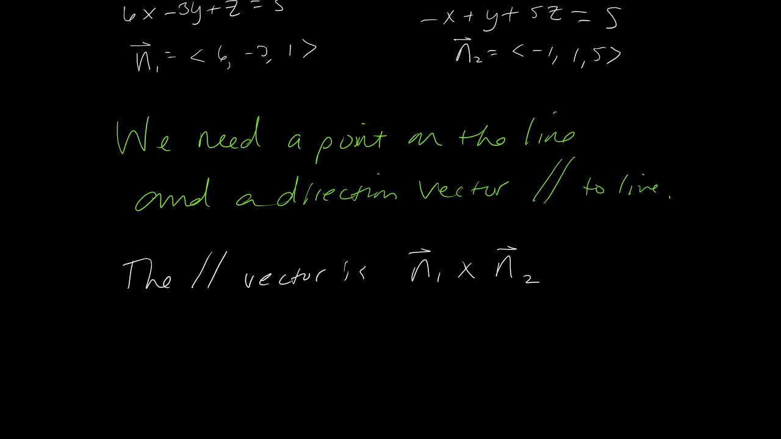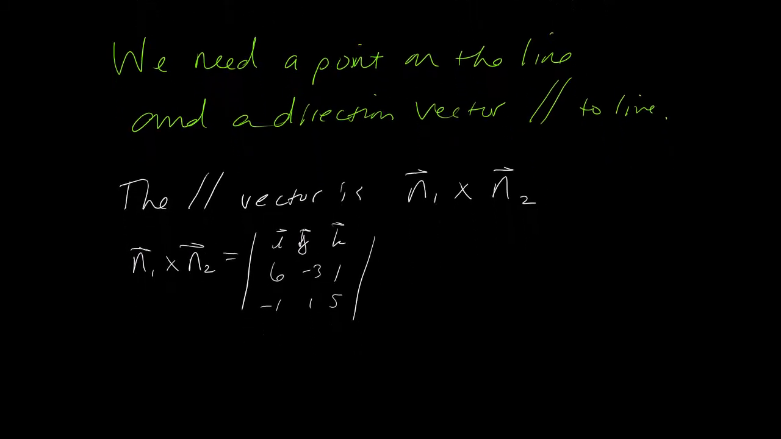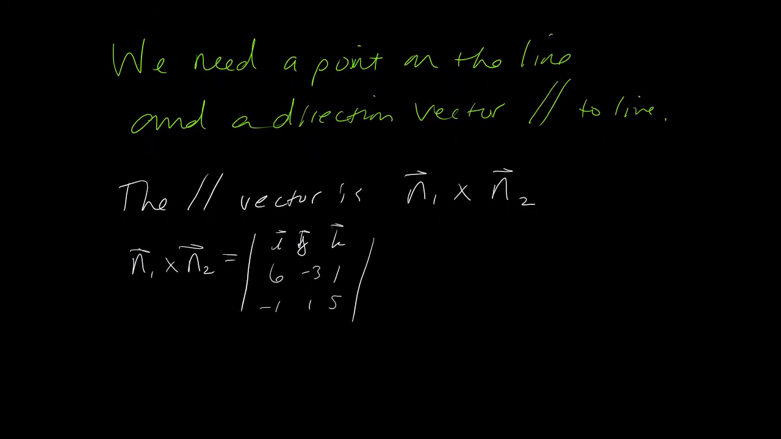Okay? All right, so let's go ahead and find that really quickly. So n1 crossed with n2 is going to be equal to the determinant i, j, k, n1: 6, negative 3, 1, n2: negative 1, 1, 5. And again, this just has to be parallel to the line. It doesn't have to be in a specific direction so long as it's parallel. So we could cross n2 with n1 and it wouldn't matter. We would still be able to find a valid representation of the line.